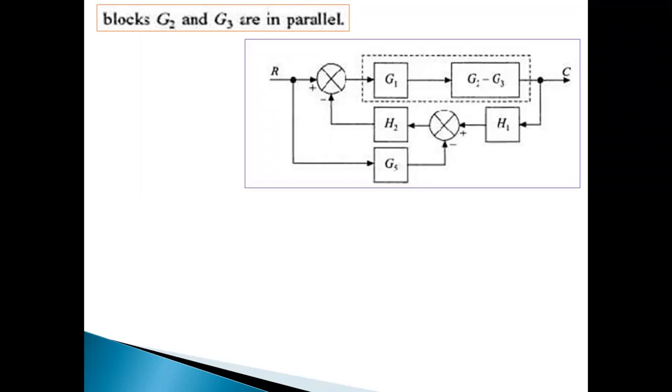If you have any doubts, ask. Block diagram reduction is very important and very easy. Hardly 4 to 5 rules. Once we are able to remember those 5 rules, we can reduce any complex block diagram into a single block.